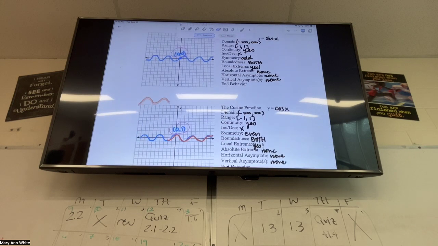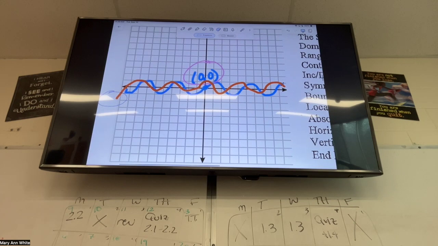If I were to take this up with me, oh, did I break it apart? I'm breaking it apart. I want it all together. Good enough. When I take it up here with me to my sine, notice that the way it starts, this is where my cosine is. It starts through 0, 1, 0. When I shift it over, notice how they're going to line up.